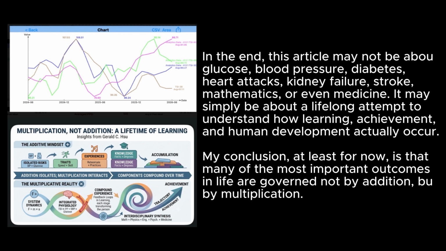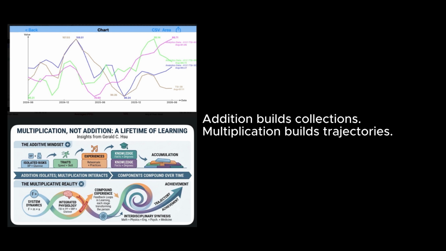In the end, this article may not be about glucose, blood pressure, diabetes, heart attacks, kidney failure, stroke, mathematics, or even medicine. It may simply be about a lifelong attempt to understand how learning, achievement, and human development actually occur. My conclusion, at least for now, is that many of the most important outcomes in life are governed not by addition, but by multiplication. Addition builds collections.